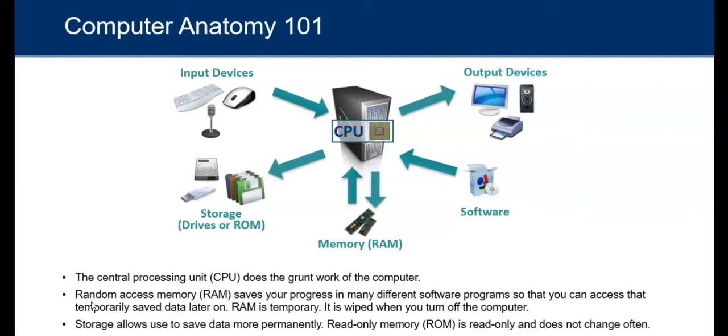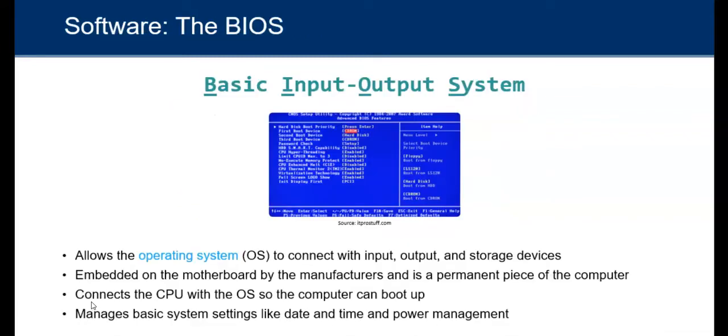Bottom right, we have, of course, the software or applications. And top right, we have the output devices: your monitor, your speaker, your printer. Then we have the BIOS, which stands for Basic Input Output System. This is sort of the basic instructions of the computer that helps it boot up or start up. It controls the input and output and storage devices, even the date and time and the power management. Sometimes you have to get into the BIOS of a computer to fix or troubleshoot things like that.